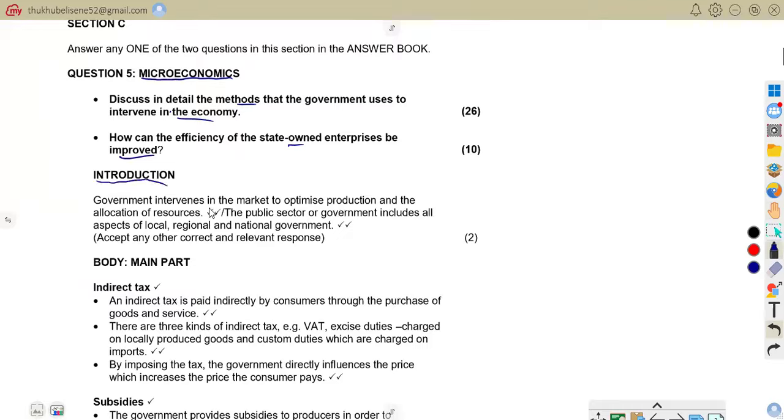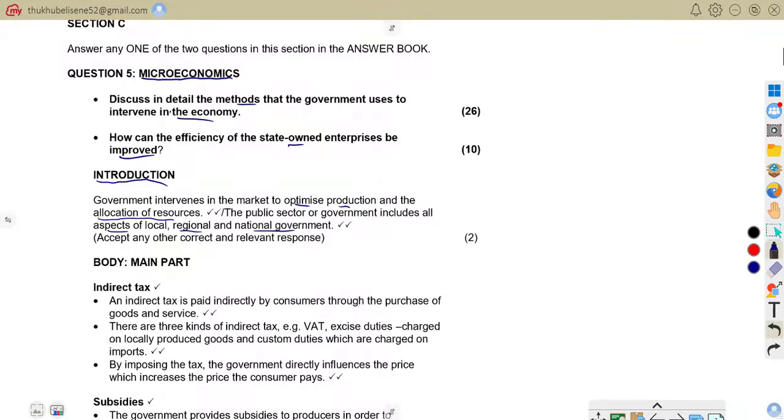The government intervenes in the market to optimize production and allocation of resources. The public sector or government includes all aspects of local, regional, and national government. You accept any correct or relevant response.